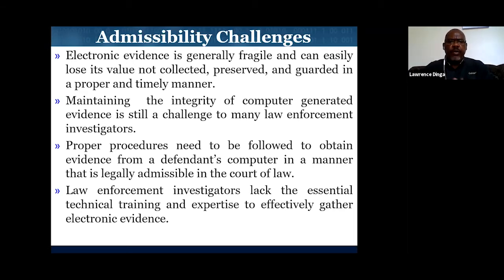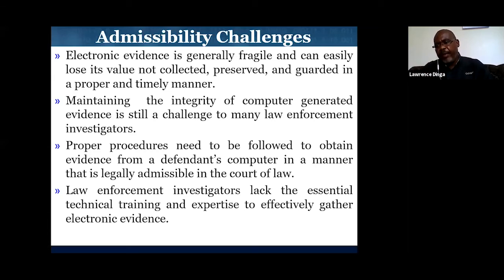Now, you know that electronic evidence is generally fragile and can easily lose its value when it is not collected, preserved, and guarded in a proper and timely manner. And so you find that this is a challenge to many investigators, even though I can tell you that nowadays, I think the DCI, which is the cyber unit which is doing that, we now have very capable people doing the investigation. Now, maintaining the integrity of computer-generated evidence is still a challenge to law enforcement, because how they handle this evidence becomes a problem.